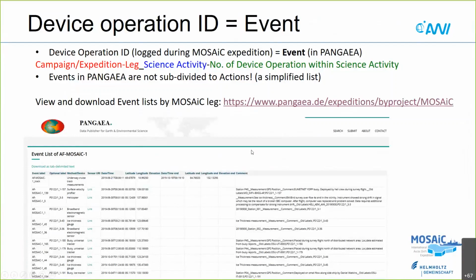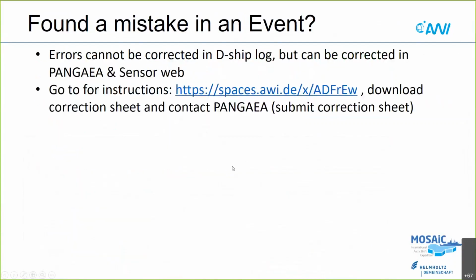Right, if you find a mistake in an event, which can happen, this cannot be corrected retrospectively in DShip log, but it can be corrected in PANGAEA in sensor web at once. And we have a link here to the instructions, how to do that. So this link will be available for you, and contact us via contact form using the correction sheet which is provided, and we make these changes directly in PANGAEA.